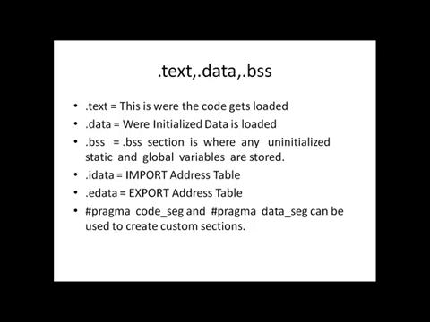The text section is where the code is loaded, data is where the initialized data is stored, BSS is where the uninitialized and the global variables are stored, .idata is where our intended import address table is stored, and .edata, as it says, is the place where the export address table is stored, which in simple terms means the functions exported by this specific executable. You are in no way restricted to the text, data, or BSS sections. You could create your own sections by using the compiler directives pragma code_seg and pragma data_seg.